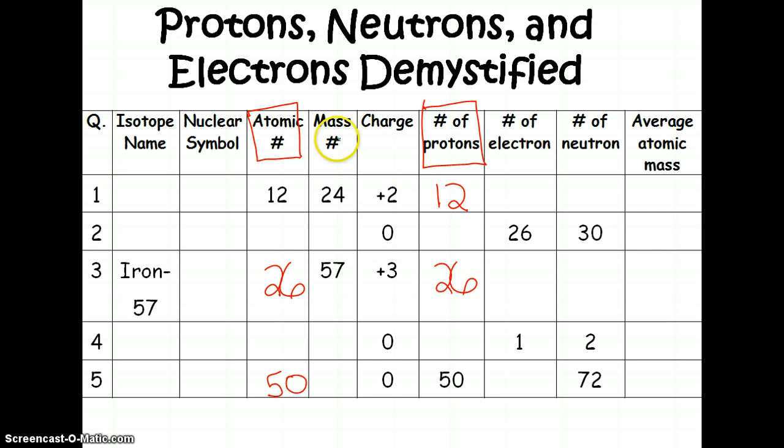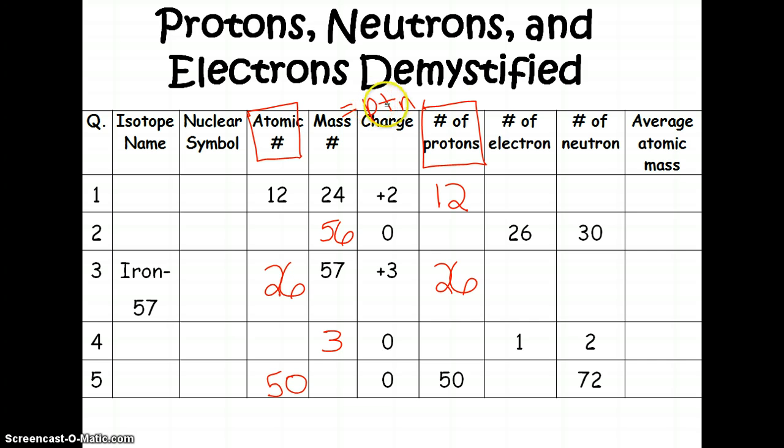Okay, now the mass is the protons plus the neutrons, so protons plus neutrons. Okay, so here we have 26 and 30, so that'll give us the mass, so that'd be 56. 1 and 2, so that'd be 3.